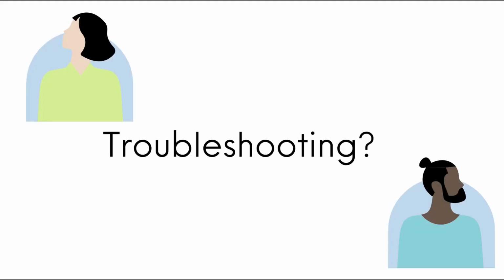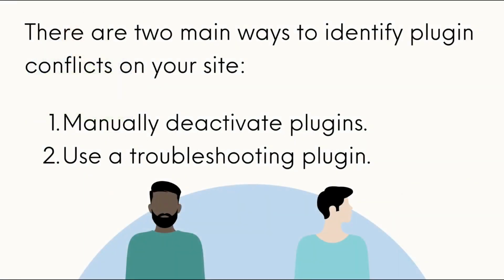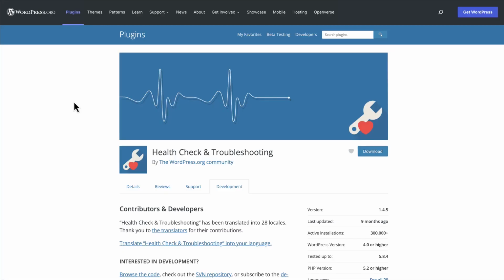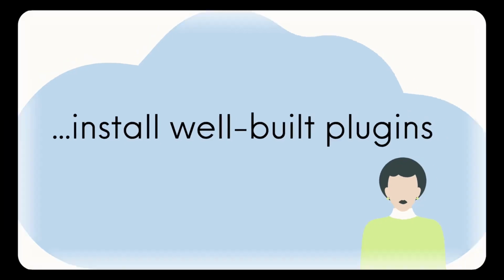But what happens if you experience a plugin conflict? There are 2 main ways to identify plugin conflicts on your site. Number 1, manually deactivate plugins and then test them one by one to find the plugin causing a problem. And number 2, use a troubleshooting plugin, for example, Health Check and Troubleshooting. But remember to install well-built plugins and use the 4 criteria we discussed earlier.